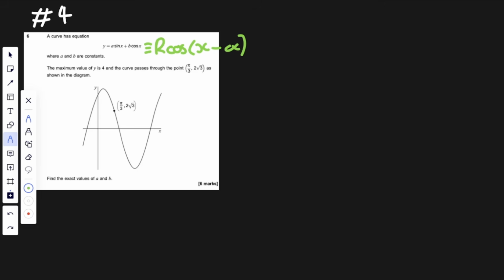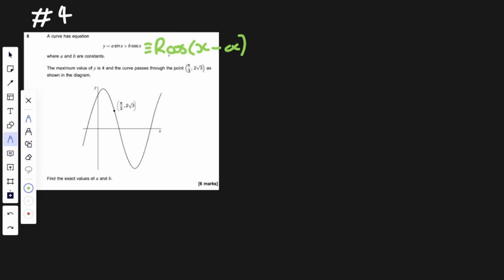So how would this help us? Well, our whole goal is to find a and b. If I know what r and alpha is, then I'm done, essentially, because I can then expand this, and I found a and I found b. Easy.